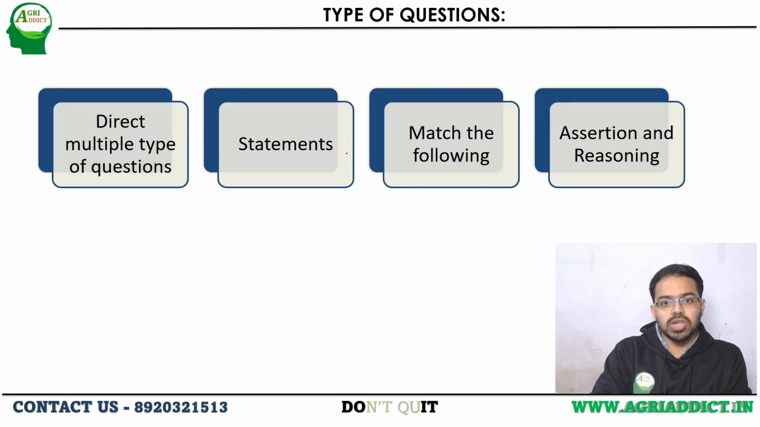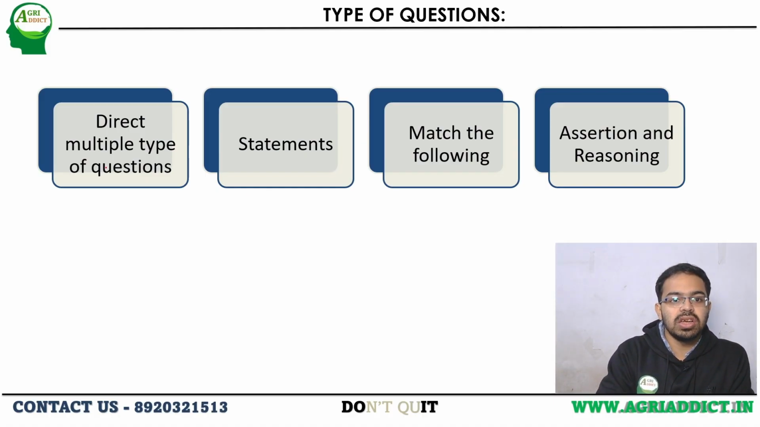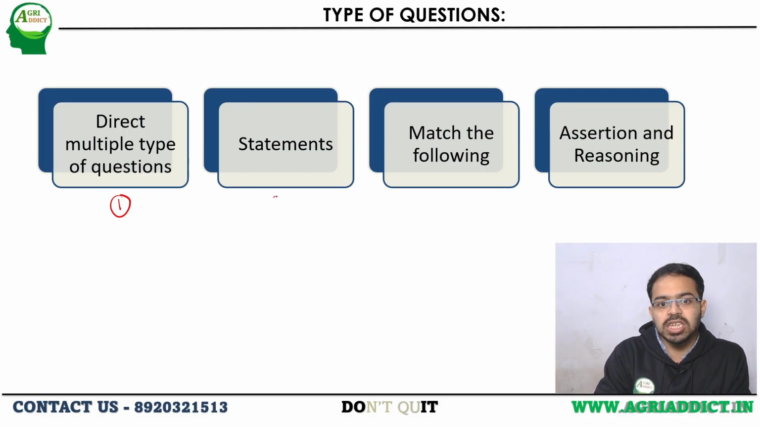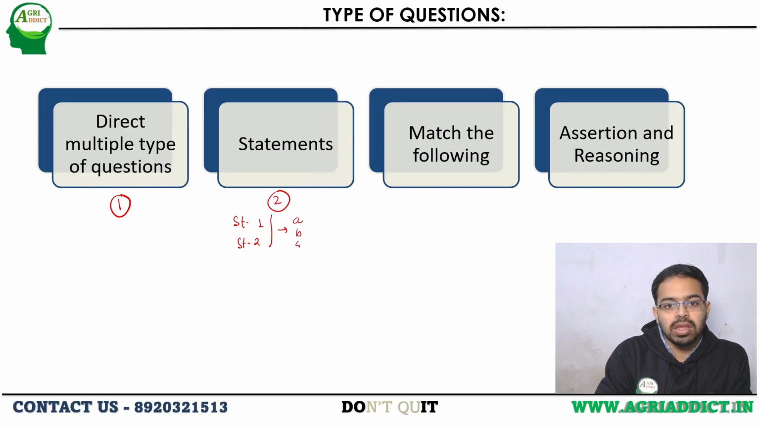Now, what are the types of questions that can be asked in the ICAR PhD exam? Generally there are 4 to 5 types of questions asked by NTA in the ICAR PhD examination. First one is direct multiple choice questions, where they will give you some one-liners and 4 options, and you need to choose one option only. Second type is statement based questions. They will give you statement 1 and statement 2, and based on these statements they will give 4 options. Maybe both are correct, maybe both are wrong, maybe only the first statement is correct, maybe only the second statement is correct. So this type of questions will be asked.